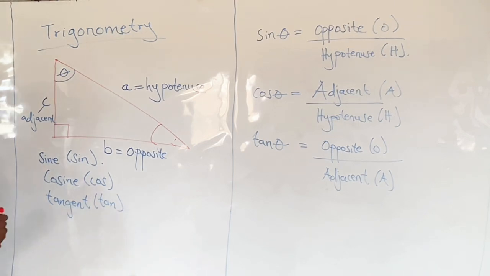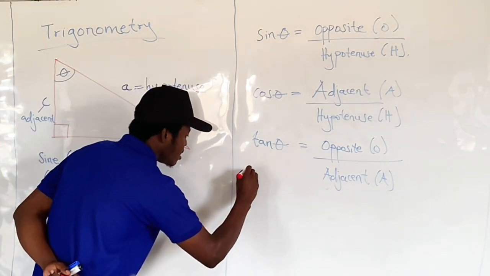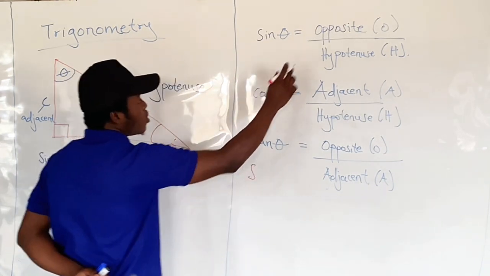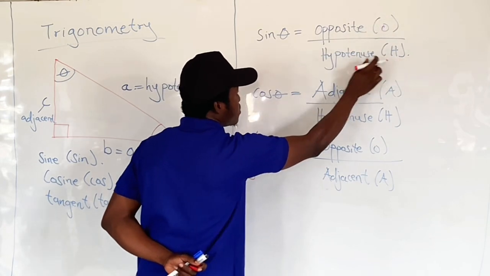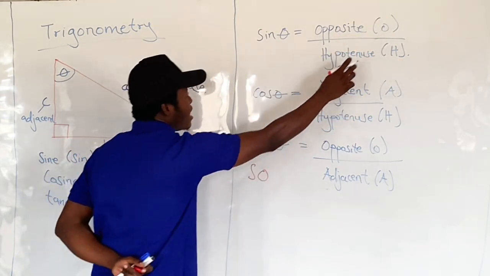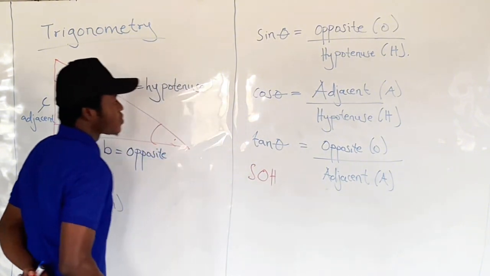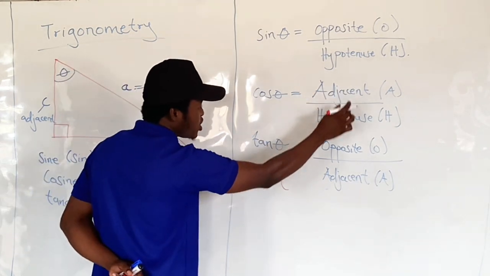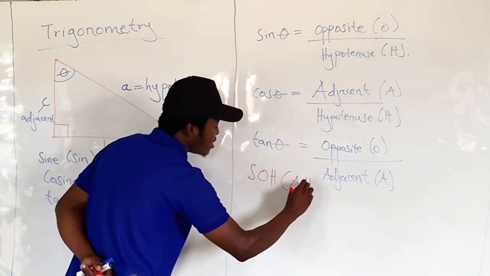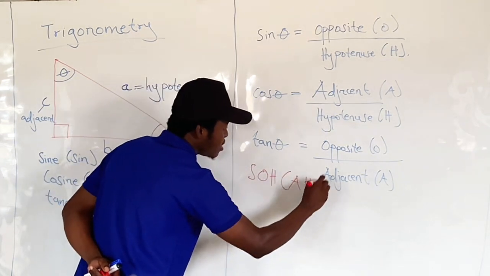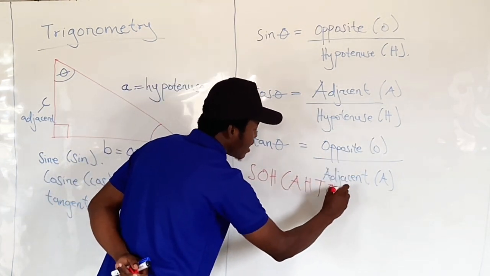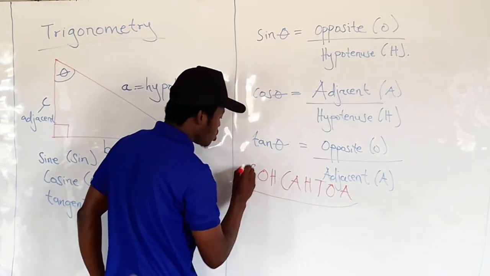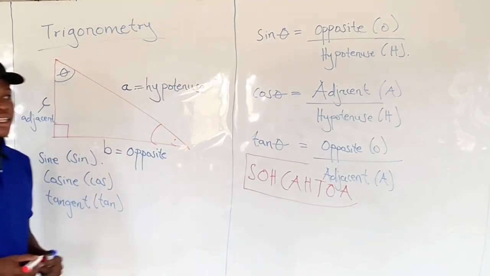Here is a simple acronym to memorize these trigonometry ratios, because sine can be represented by S, which is equal to the opposite O over the hypotenuse H. So I write my O and then H for hypotenuse. And then we move to cos. Cos is C, equal to adjacent, which is A, over the hypotenuse H. And then tan, T for tan, equal to opposite O over the adjacent A. We call this SOHCAHTOA. This is an acronym to remember the trigonometric ratios.